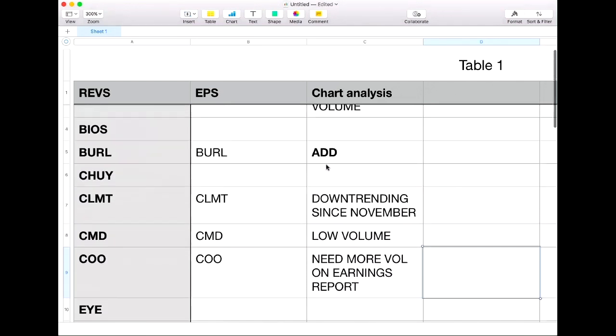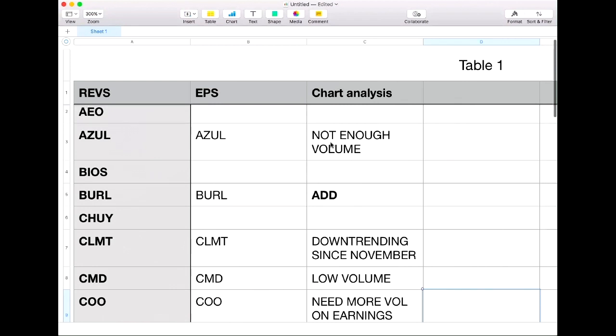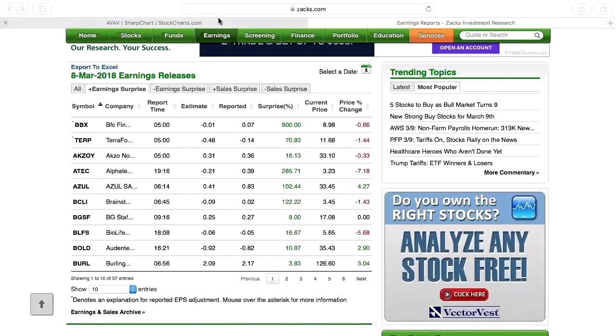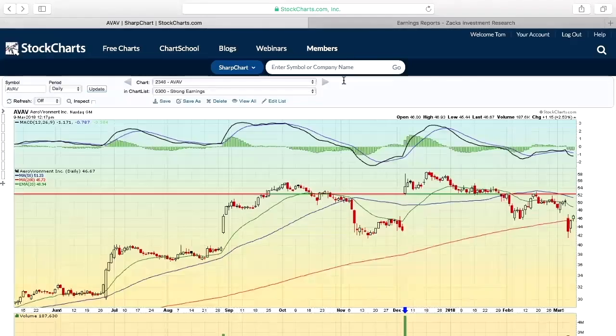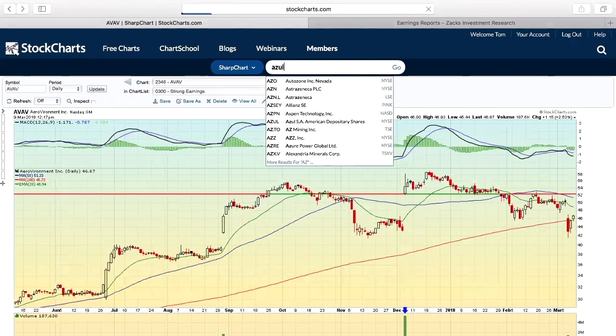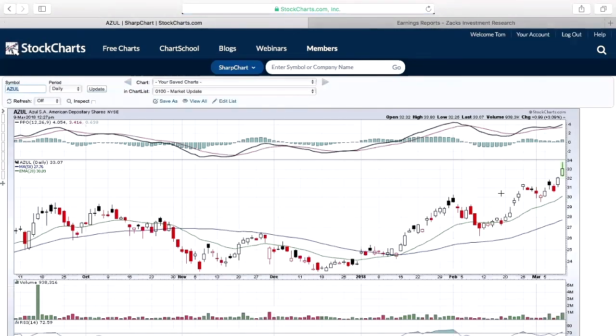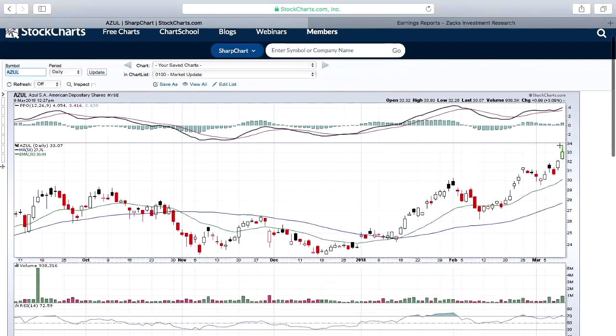All right, so I'm going to go through these charts now that you see which ones I've made comments on. These are ones that actually did beat both top and bottom line. So let's go back over and take a look at the chart again. All right, so let's now pull up some of these that I just talked about. So let's pull up AZUL. The chart looks great, and actually volume today on this move is awesome. So this chart looks good.